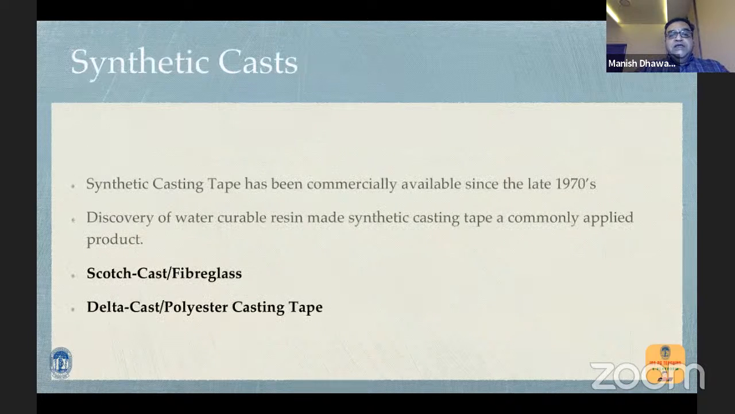Now, synthetic casting tapes have been commercially available since the late 1970s. The discovery of water curable resins made synthetic casting tape a commonly applied product, like Scotchcast and fiberglass, which we use daily. Deltacast is an advancement over it, and is also known as polyester casting tape.